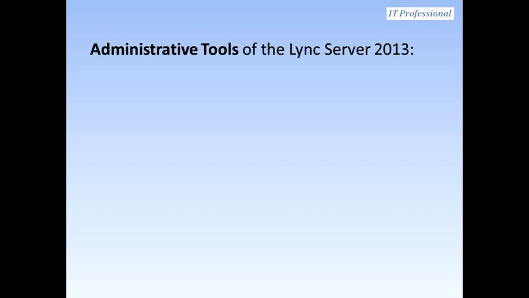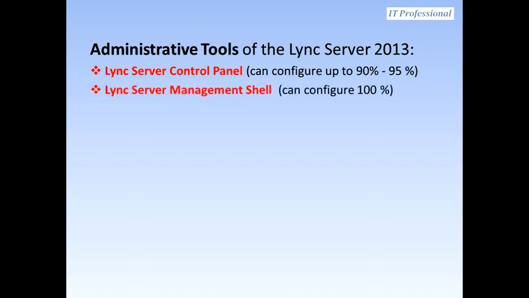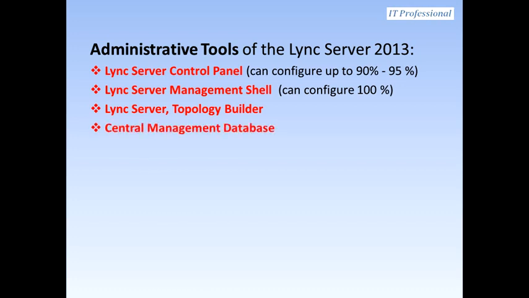For the administrative tools on Lync Server 2013, we have the Lync Server Control Panel that can configure up to 90% to 95%. We say that because Lync Server Control Panel cannot configure RBAC, which is role-based access control, for example, and cannot, for example, create an announcement. This is just an example. The Lync Server Management Shell can configure everything, up to 100%. We also have Lync Server Topology Builder and the Central Management Database.